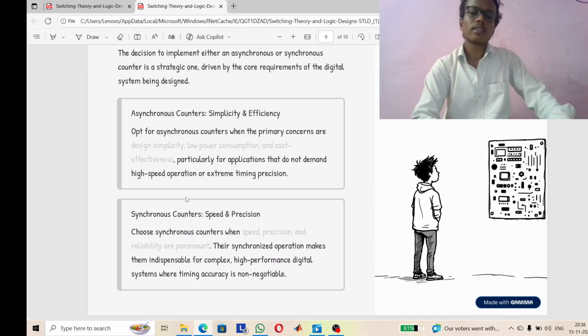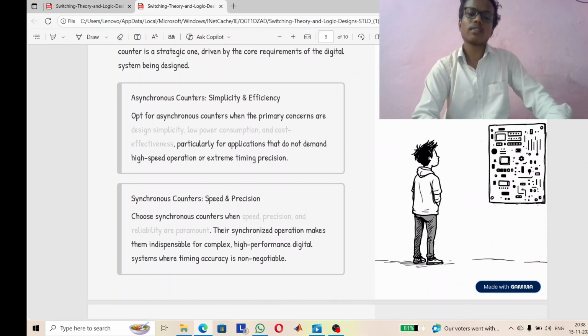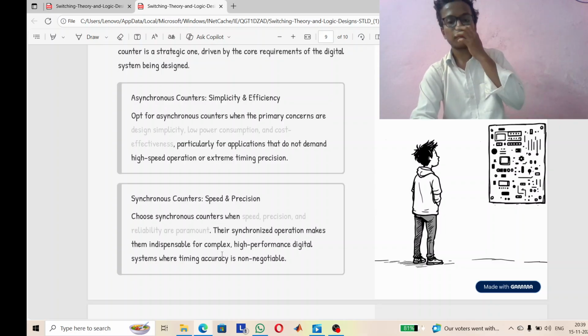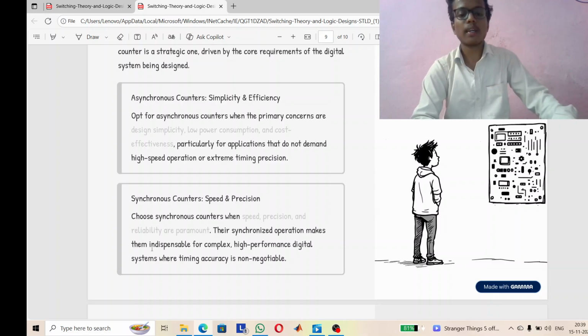Another one, synchronous counters: speed and precision. Choose synchronous counters when speed, precision, and reliability are paramount. Their synchronized operation makes them indispensable for complex, high-performance digital systems where timing accuracy is non-negotiable.